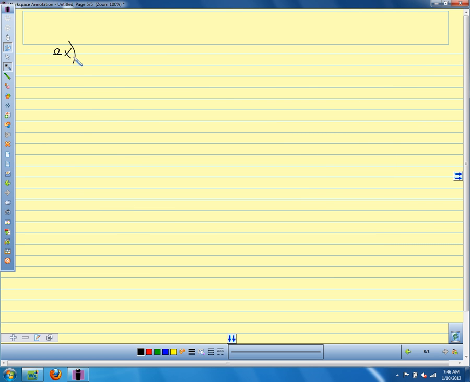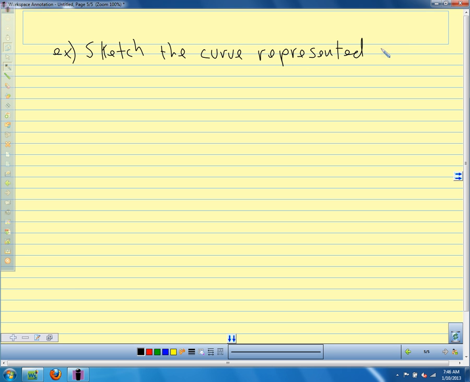We want to sketch the curve represented by the intersection of x squared plus y squared equals 4.